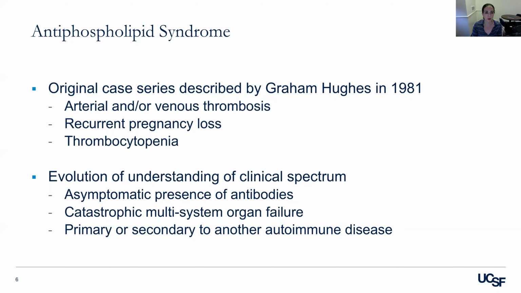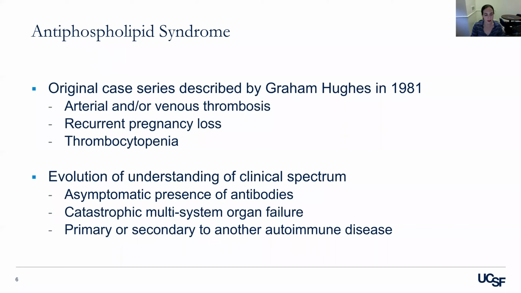So as you all know, the antiphospholipid syndrome was originally described by Dr. Graham Hughes in the early 1980s, and his case series at that time was characterized by patients with clinical features of arterial and or venous thrombosis, recurrent pregnancy losses, and thrombocytopenia.